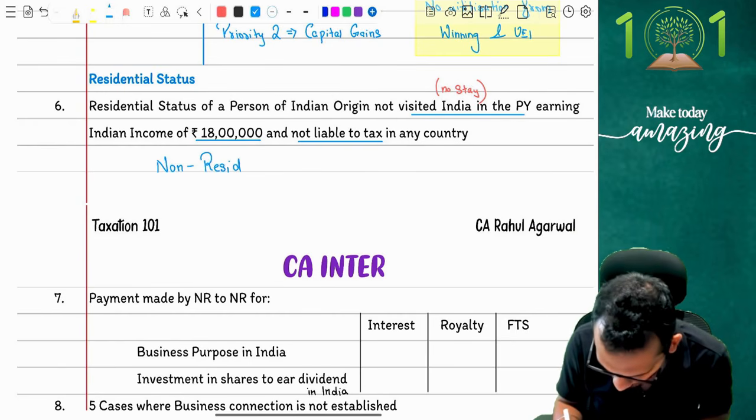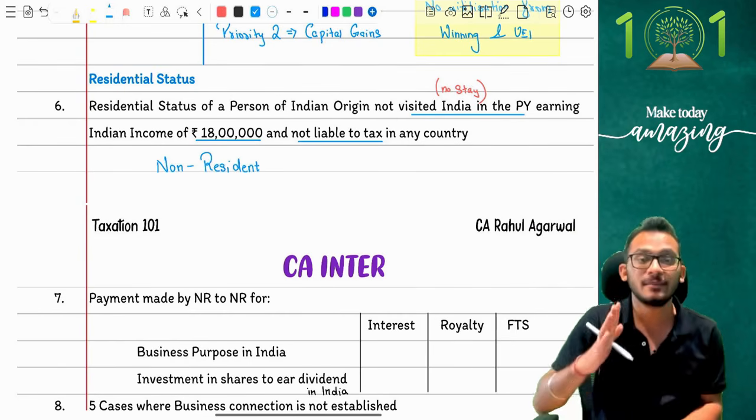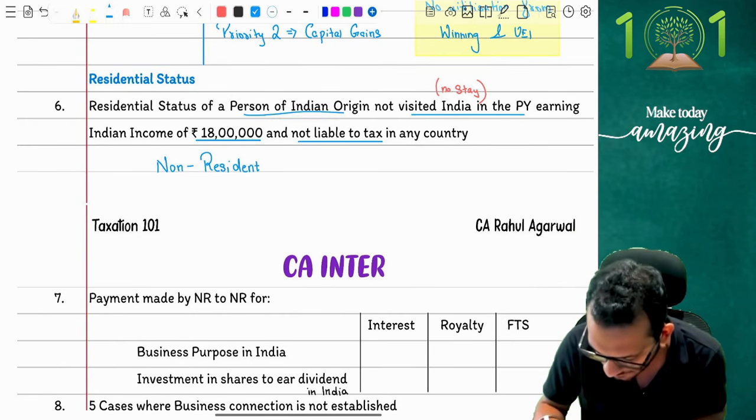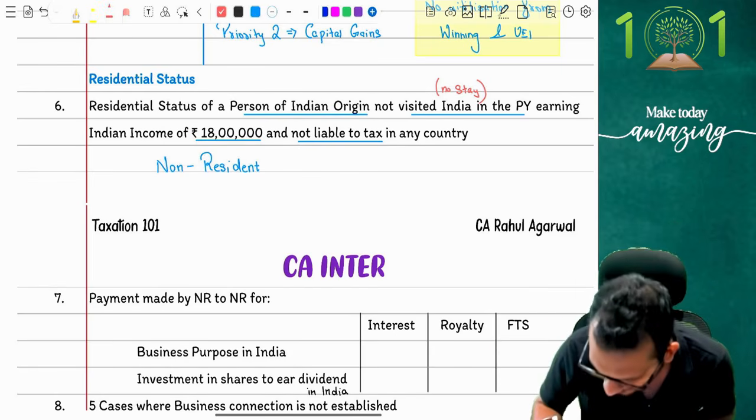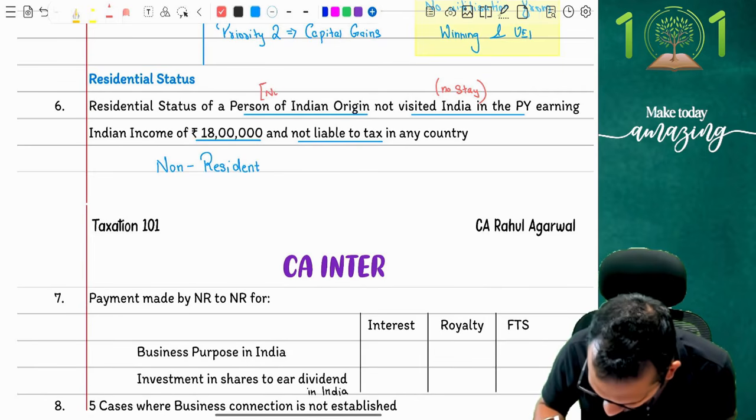This person is a non-resident. What is the issue, Rahul? Why is the deemed residency not applying? Because the person is of Indian origin. For deemed residency to apply, the condition is it should be an Indian citizen.